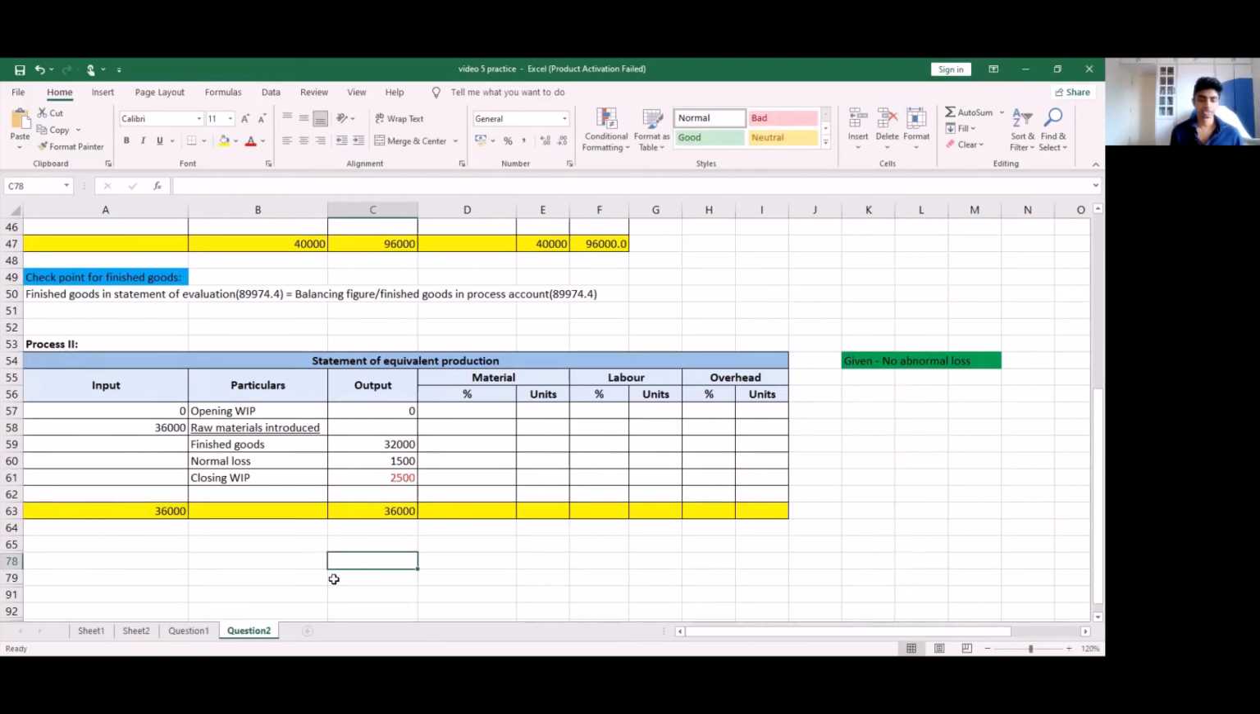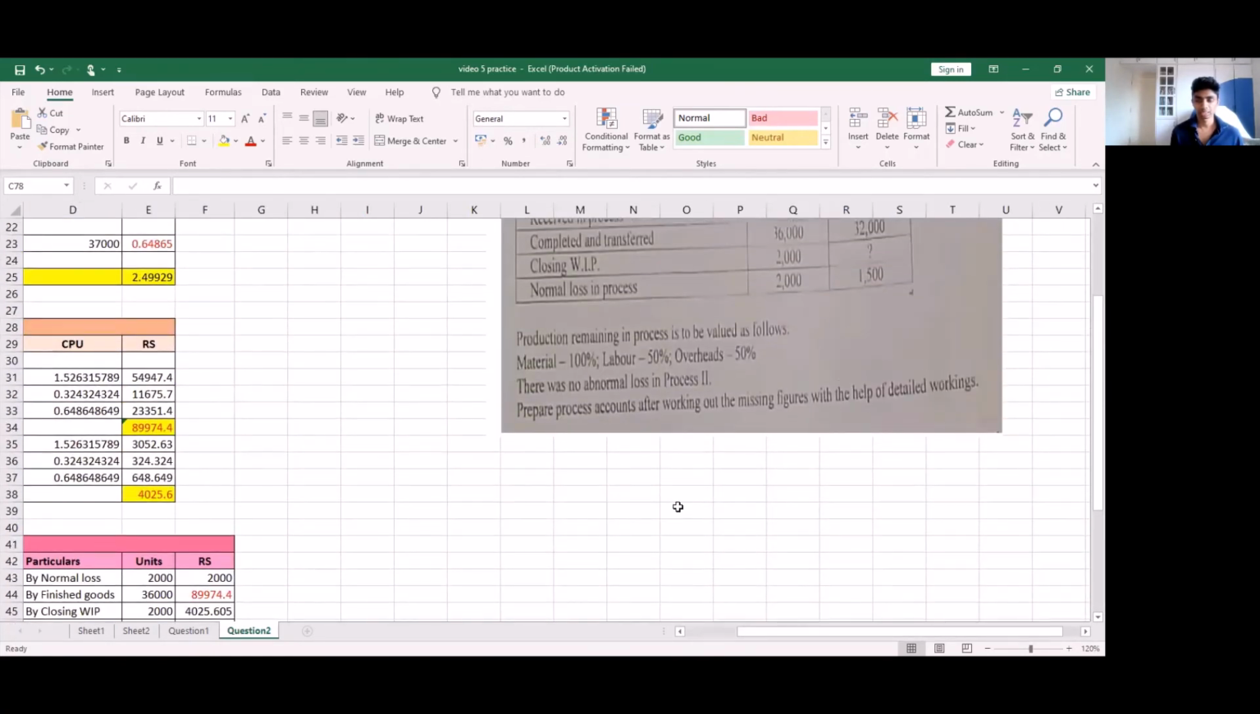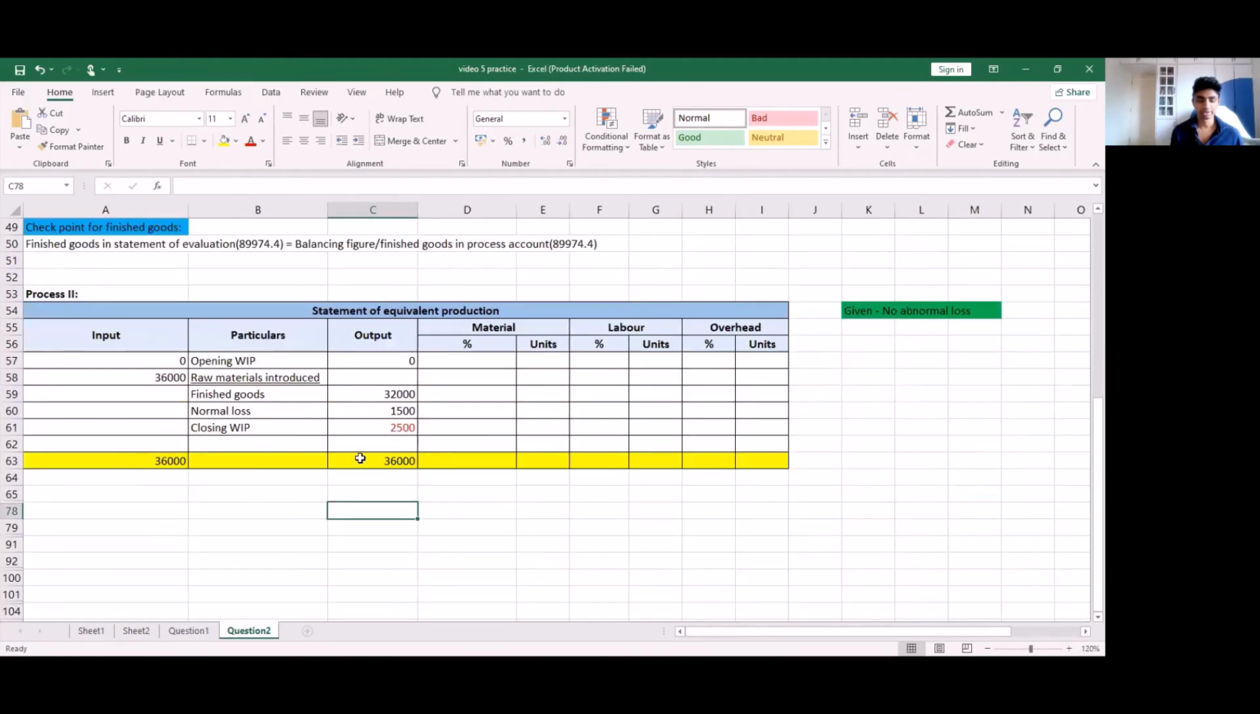And this is the reason why we were given abnormal loss is equal to 0. In case abnormal loss was not mentioned that it is 0, we wouldn't have been able to find closing work in progress because we would have two particular items and we can't find two different items by totaling and finding the difference because we wouldn't know what amount goes for what. So as abnormal loss was given as 0 or that there is no abnormal loss, we can find closing work in progress by finding the difference between input and output.